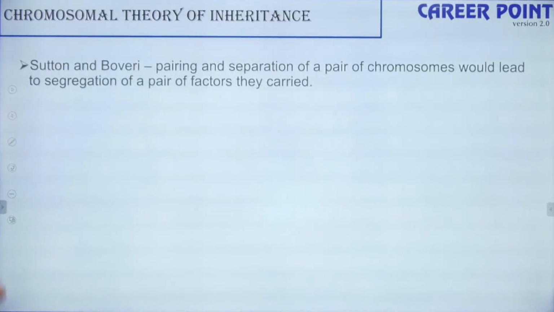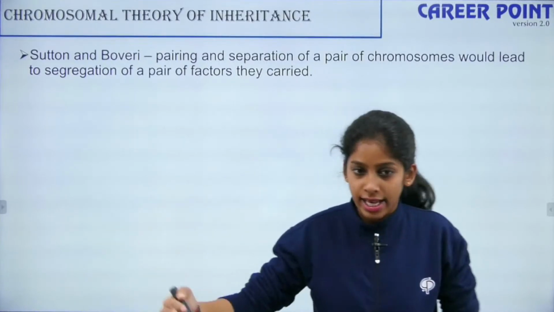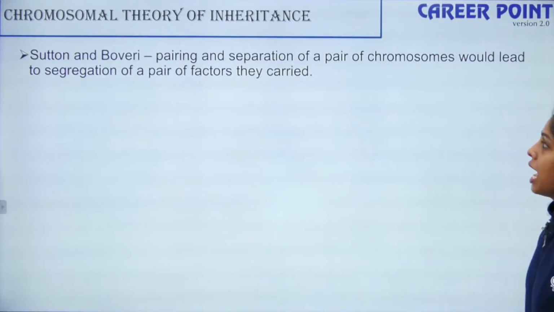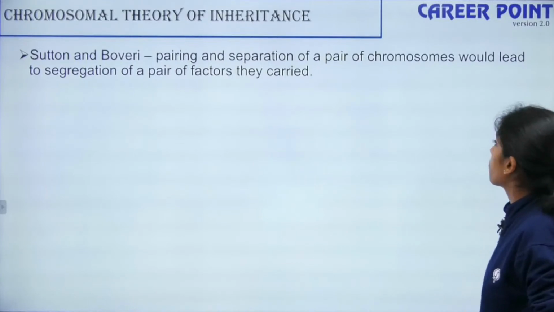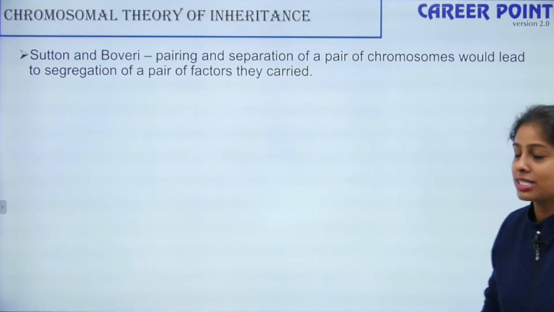Right, so what is the chromosomal theory of inheritance? Let's move forward. Sutton and Boveri were the two scientists who came in the next era after Gregor Mendel. They said that pairing and separation of a pair of chromosomes would lead to the segregation of a pair of characters they carried.